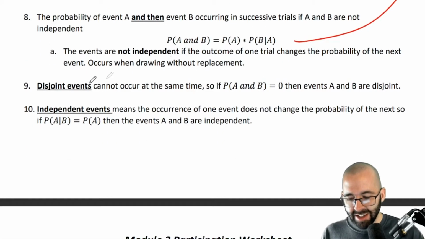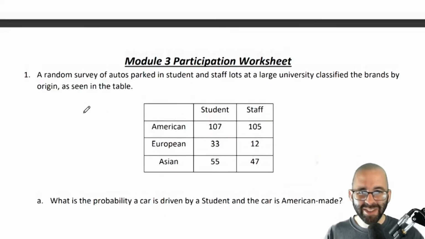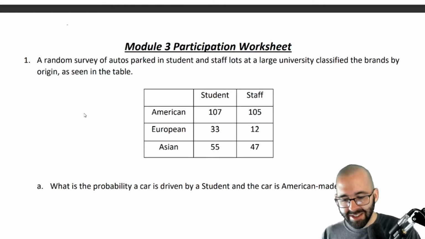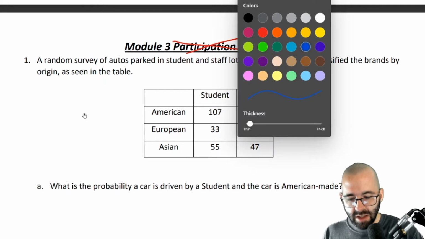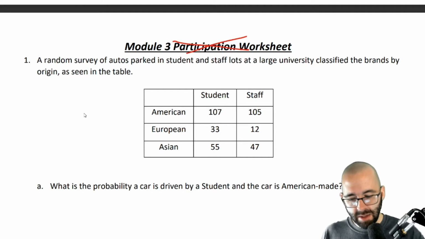Again, disjoint means they can't happen at the same time. They're mutually exclusive. Independent means they're not dependent. Let's do some examples. All right, forget about this. Let's just do this right here and see where we're at.